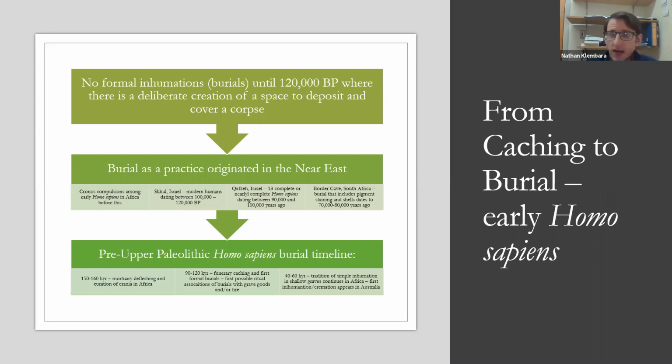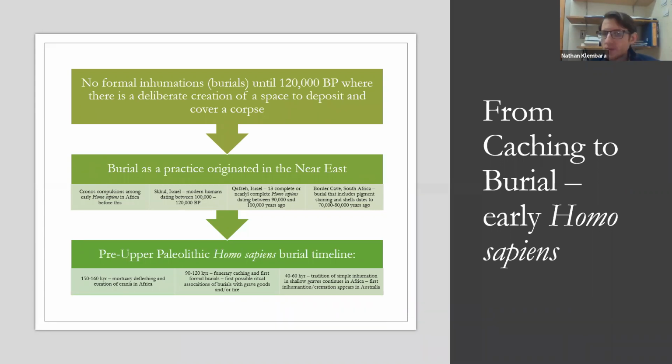We know that there's other kinds of morbidity behavior and funerary behavior before this. So those Cronos compulsions among Homo sapiens in Africa and before then. But the first Homo sapien, modern human burials, comes about in the Near East, right? We don't see humans, Homo sapiens, burying their dead until after they leave Africa, right? The earliest human burials come from a site called Skhul in Israel, where we have a modern human burials dating from between 100,000 and 120,000 years ago.